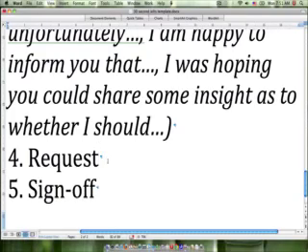This might be a little bit of preamble before your sign-off. So perhaps if we were writing about a party, we're telling our friend that we can come to the party, we might write our feeling or our excitement about being able to see them next week or whatever.